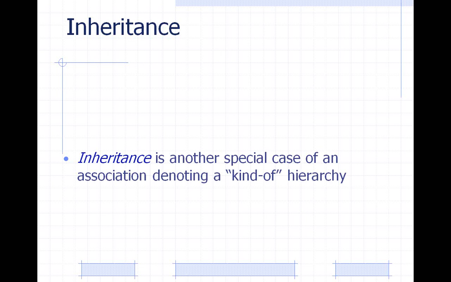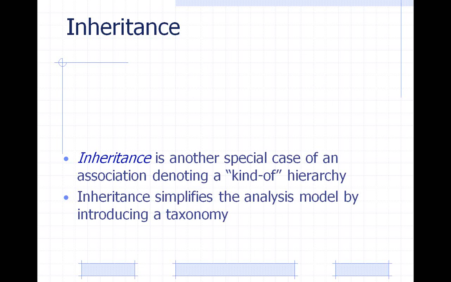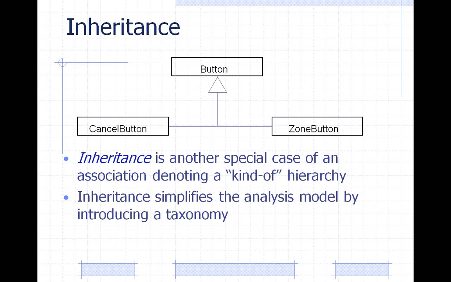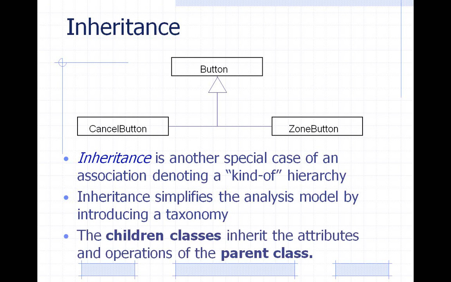Inheritance is another special case of an association denoting a kind of hierarchy. So inheritance simplifies the analysis model by introducing a taxonomy. Like example, we have the button class, and the button class can be a cancel button or a zone button. So we consider the button as a parent class, and the cancel button and the zone button as children classes.